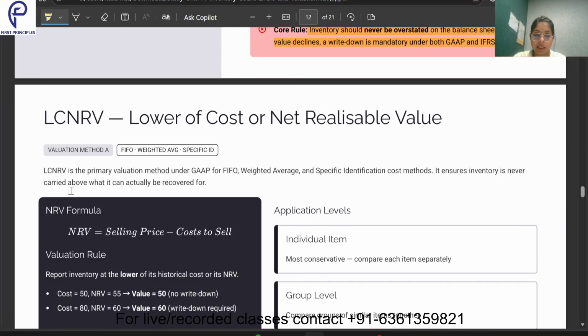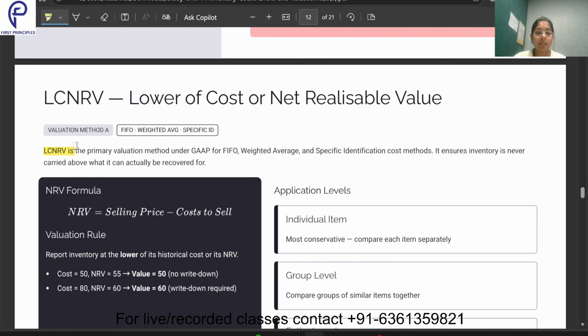The LCNRV method is used when we are following FIFO, weighted average, or a specific identification cost method. If we are following any of these methods, which method of inventory valuation do we have to follow? LCNRV, lower of cost or net realizable value. As the name says, my inventory value should be either cost or net realizable value, whichever is the lower of the two. That will become the value of my inventory.